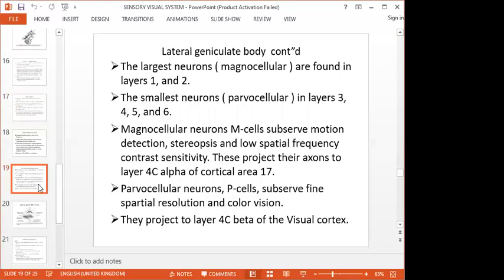Lateral geniculate body: the largest neurons, magnocellular, are found in layers 1 and 2. The smallest neurons, parvocellular, are in layers 3, 4, 5, and 6. So this lateral geniculate body has layers 1 up to 6. In layers 1 and 2, large neurons, what they call magnocellular. If 1 and 2 are there, it means 3, 4, 5, and 6 are the smaller neurons, the parvocellular.